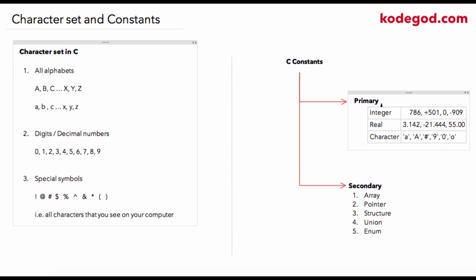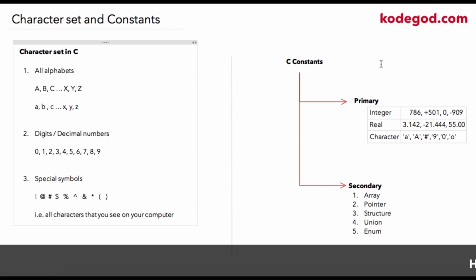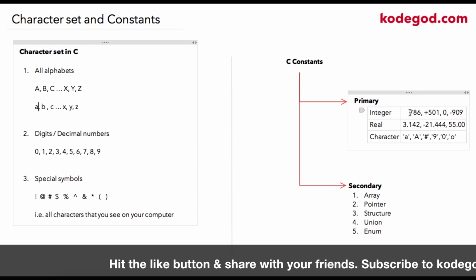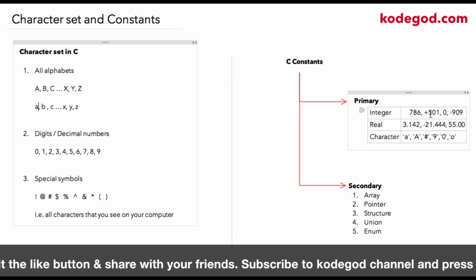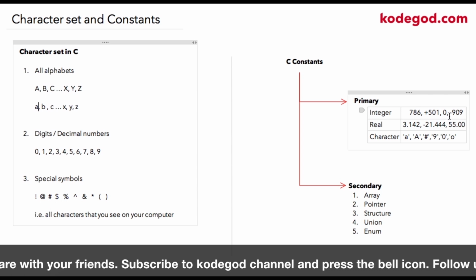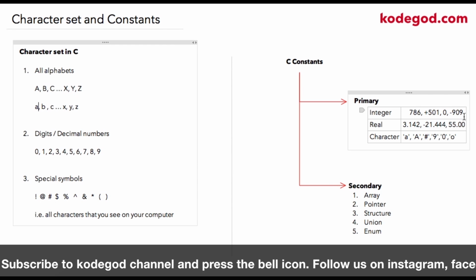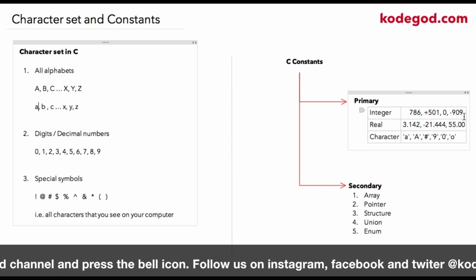So what are primary constants? Those are basically three types. Primary constants in C are integer, real, and character. This we have seen in the previous lecture. Integers are basically whole numbers. So these are a few examples: 786, +501, 0, -09. These are a few integer constants.